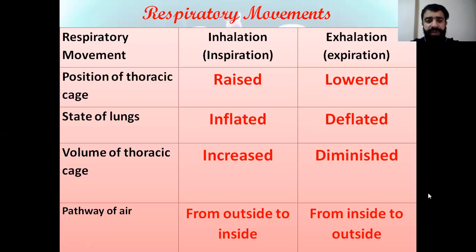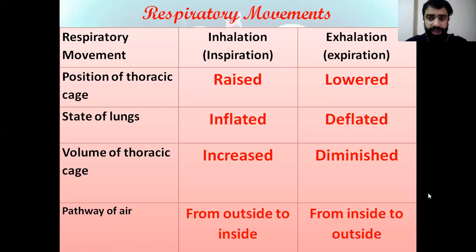Consider the movements of the thoracic cage, the state of the lungs, the volume of the thoracic cage, and the pathway of the air. During inhalation, the thoracic cage will rise, and the lungs will be full of air, inflated. So the volume, or the size, of the thoracic cage will increase as well. The air comes from outside to inside.